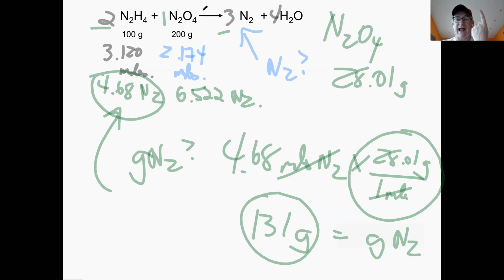And so we're interested in how much dinitrogen tetroxide was used. How do we figure that out? By how much product was formed. That will tell us how much was actually consumed. And then we can figure out how much was left over.